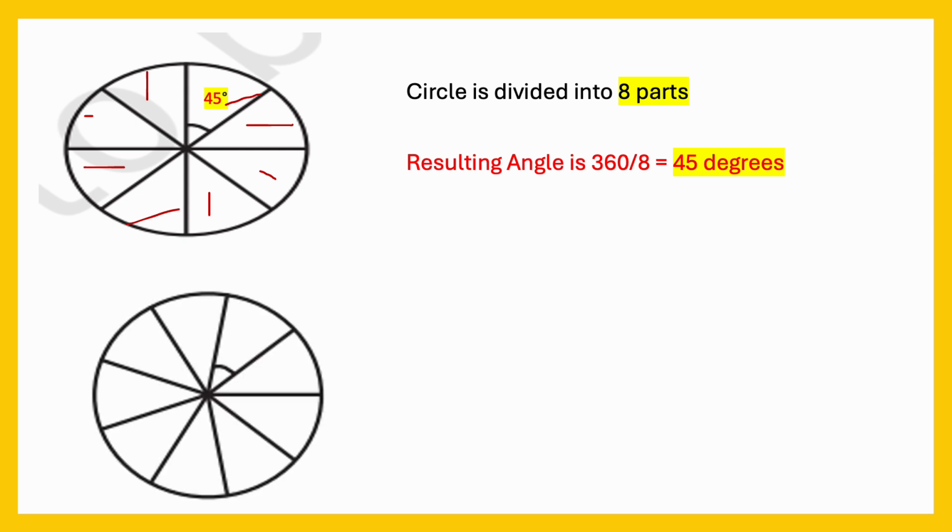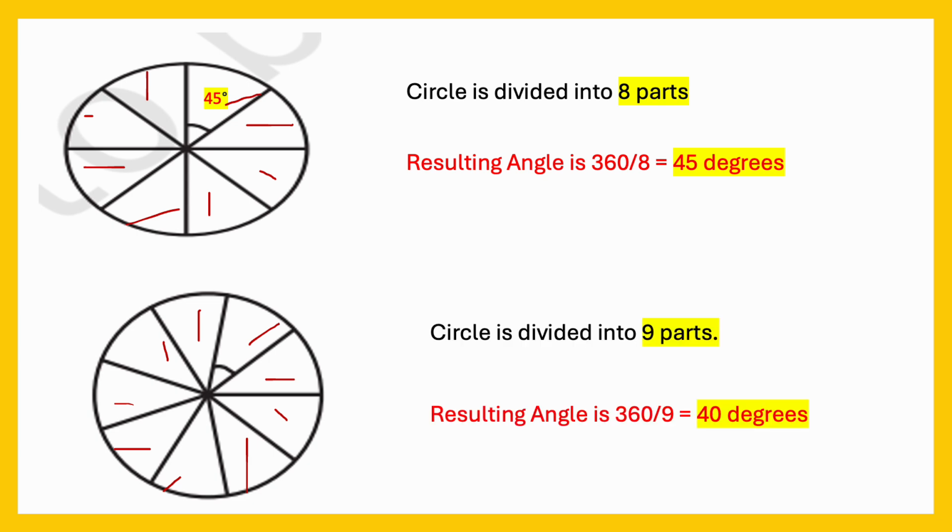Okay. Then next figure. Here the circle is divided into 1, 2, 3, 4, 5, 6, 7, 8, 9 parts. Then what will be the resulting angle? 360 divided by 9. That is 40 degrees. So the resulting angle is 40 degrees.